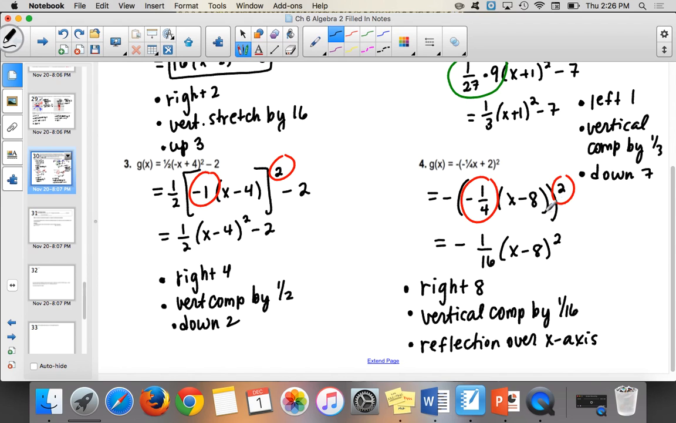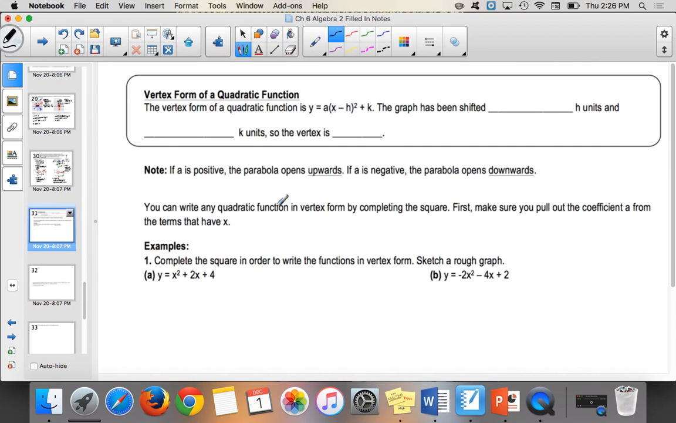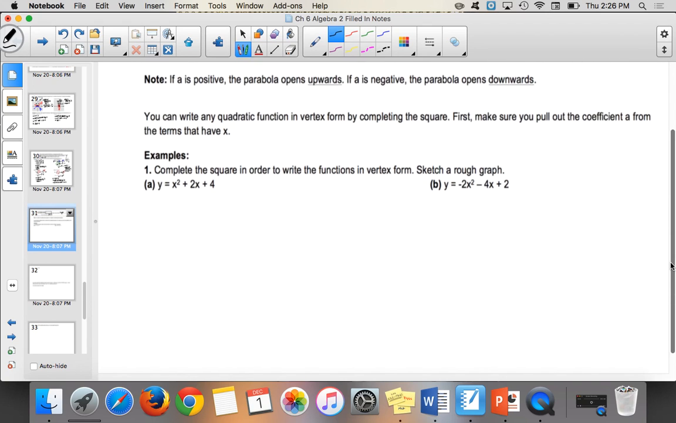Does it make sense? So vertex form, it says when you are in the form y equals a times x minus h squared plus k, it has been shifted right h units and up k units. So your vertex would be over h up k. It'd be at h comma k. And then what the A out front is telling you is how skinny or fat it is and if it's upwards or downwards. So really the main thing we're concerned about is whether it's upwards or downwards. So if A is positive, it's upwards. If A is negative, it's downwards, right? Which we're used to. So you can write any quadratic equation in vertex form by completing the square.